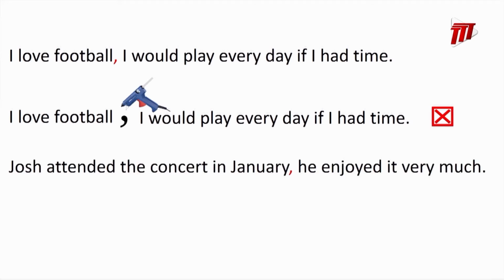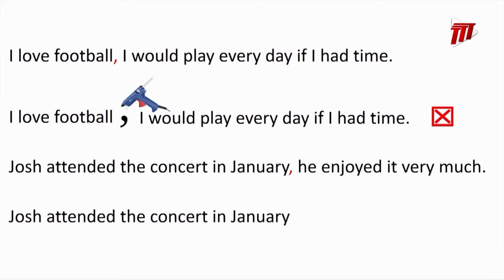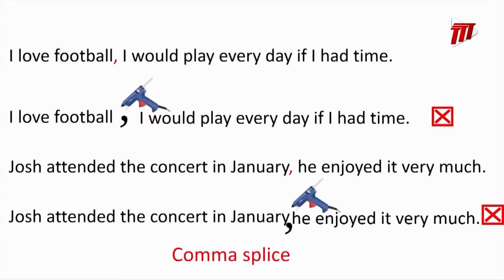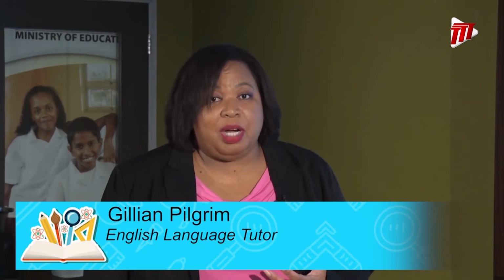Same one: "Josh attended the concert in January, he enjoyed it very much." We have one independent clause, we have the comma, and we have the other independent clause. Also incorrect. This type of run-on sentence is called a comma splice. So what is a comma splice? It's simply where you take a comma and use it to separate two independent clauses. And as we said before, a comma is not strong enough to join two independent clauses.